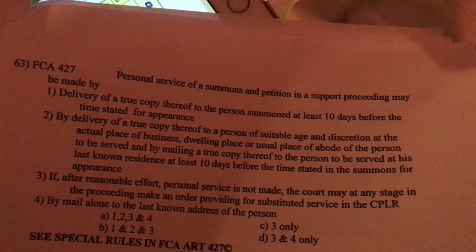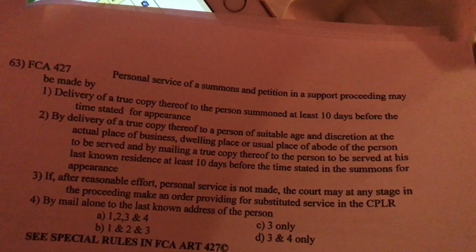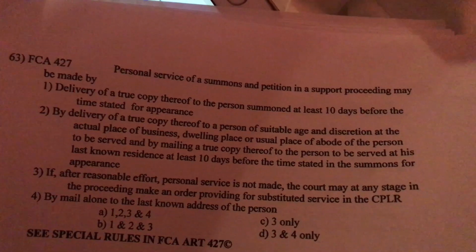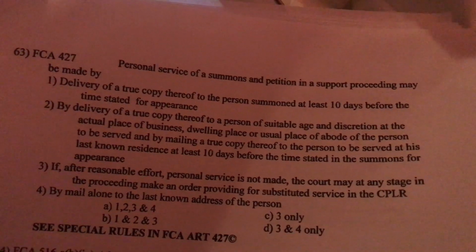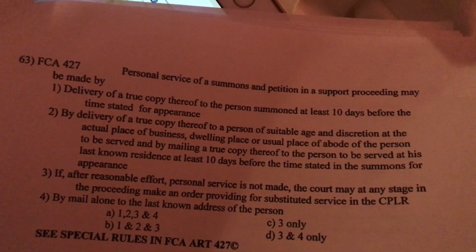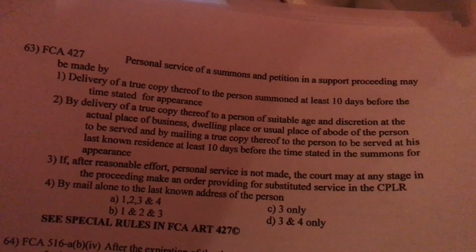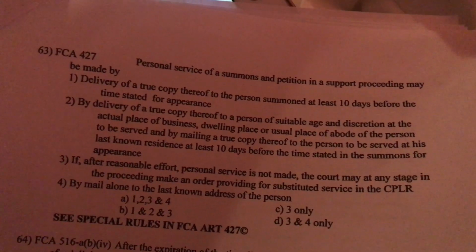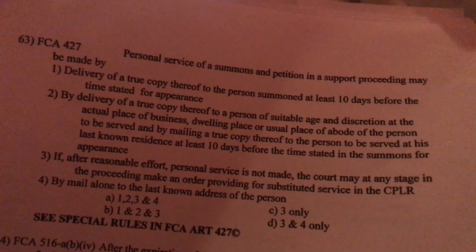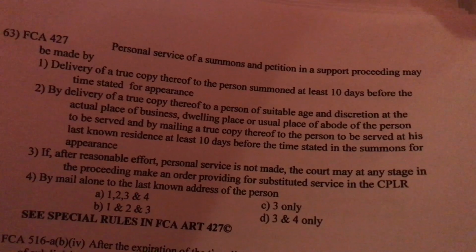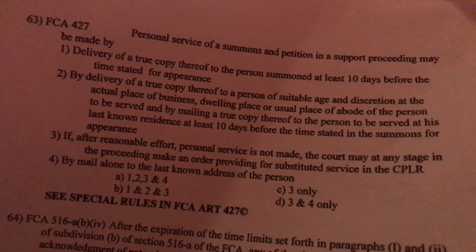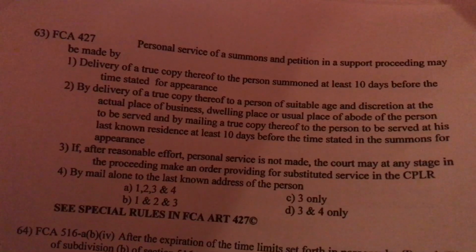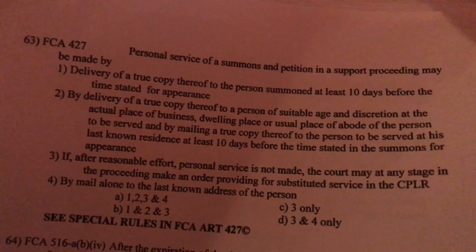2, by delivery of a true copy to a person of suitable age and discretion at the actual business, dwelling place, or place of abode of the person to be served, and by mailing a true copy thereof to the person to be served at his last known residence. And again, it's at least 8 days before the time stated in the summons for appearance. 3, if after reasonable effort, personal service is not made, so this is not due diligence, it says reasonable effort, the court may at any stage of the proceeding make an order providing for substituted service. And then 4 says by mail alone to the last known address of the person. And that's true. You can do mail alone service, it's certified mail service in Articles 4 and 5.